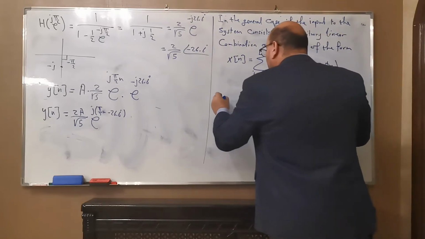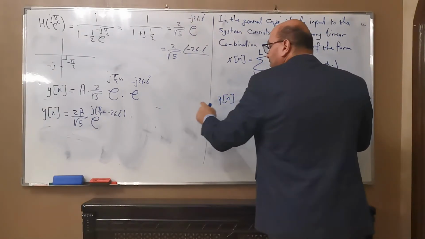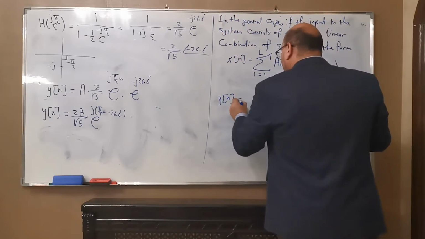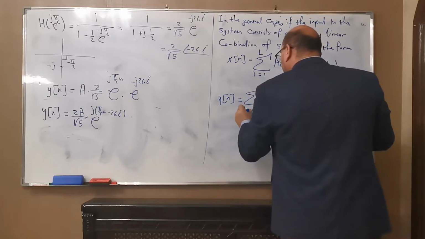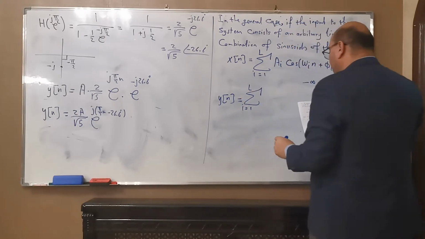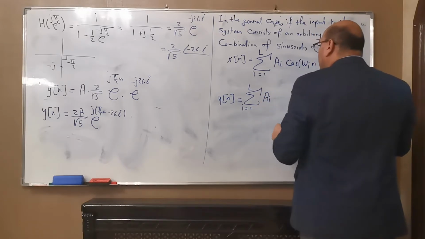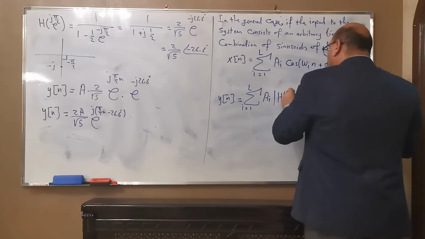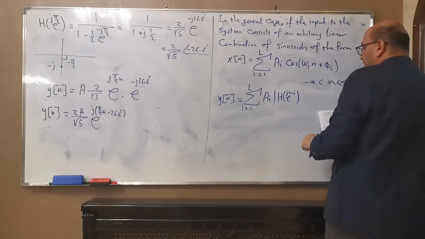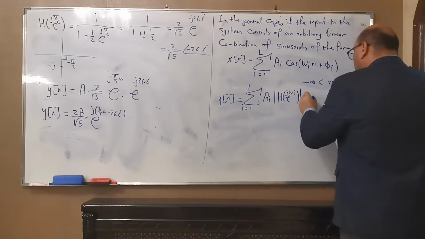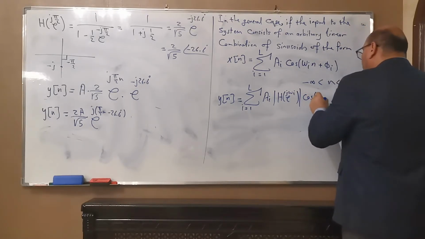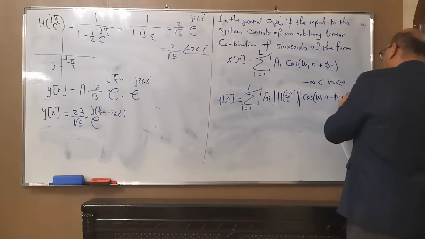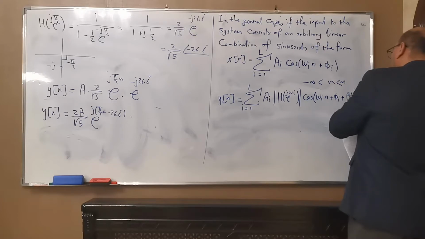then we can say that y of n, taking what we have done here in the example, is equal to also summation from i equals 1 to L, the same combination, the same A_i, but multiplied by the magnitude of H of e^{j omega_i} at that particular frequency, cosine omega_i n plus phi_i plus theta of e^{j omega_i}.